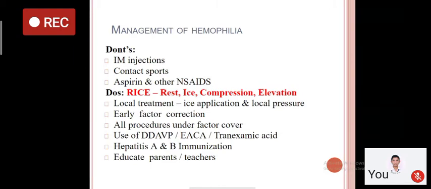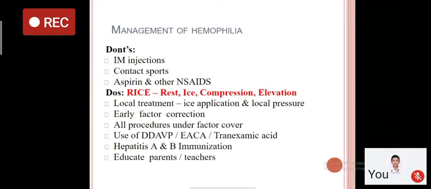Then once there is a bleed in the joint, always start with the mnemonic RICE therapy. In this, R stands for rest, which means the limb has to be immobilized as early as possible by application of a splint, or you can apply tight crepe bandages, which help in compression as well as early absorption of the blood within the joint. Then ice has to be applied along with local pressure to decrease the pain sensation, and the limb has to be elevated from the general body level to facilitate gravity-induced drainage of the blood.